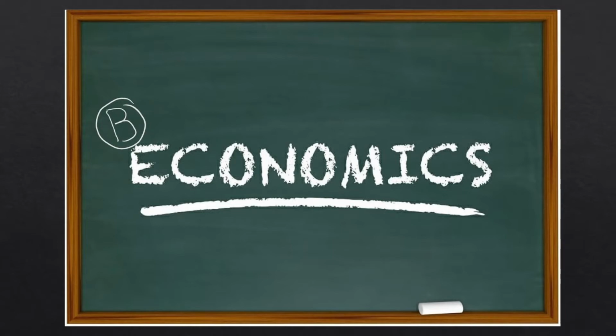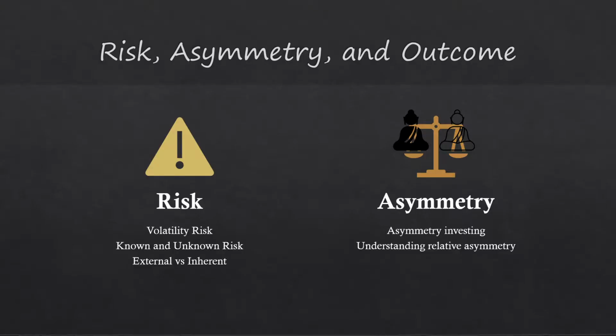Let's get started. Today we're going to be going over risk, asymmetry, and outcomes. We'll go over risk, volatility, known and unknown risks, and external versus inherent risks. Then asymmetry: we'll talk about symmetry and asymmetry and how asymmetric investing is going to benefit us.